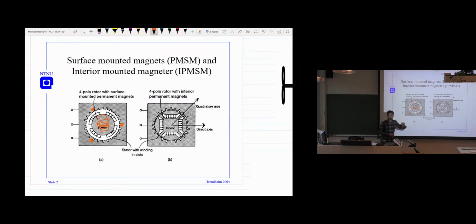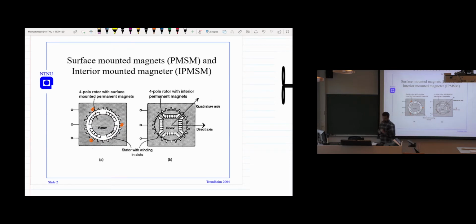But now we'll focus on another type of synchronous machine called the permanent magnet synchronous machine, where instead of supplying field current here, we provide a permanent magnet. They could be of different types. Two of them are listed here. One is called the surface mounted PMSM, where you have the magnet on the surface. Another is interior mounted, where the magnet is inside here.